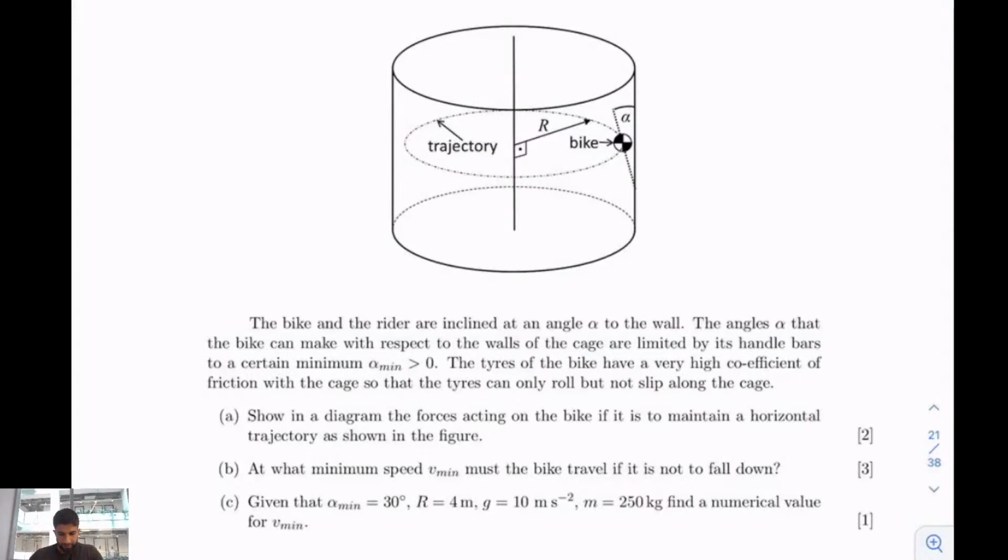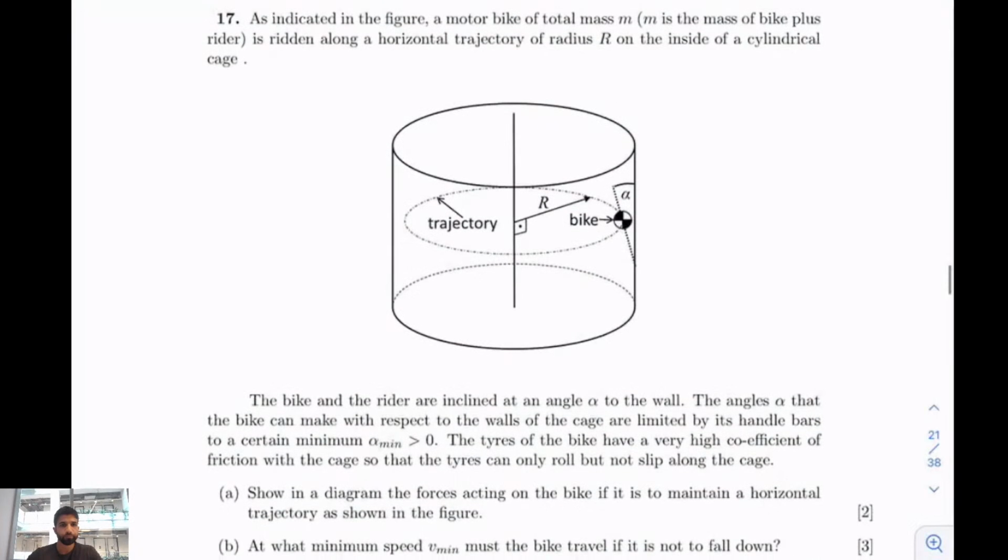Let me first share my screen. Right, so this is the first one I would like to start with. So we are going to do question 17. This is a physics question where we have got a cylinder. There's a motorbike going on a horizontal circle, and we are asked. Let me get my pen.